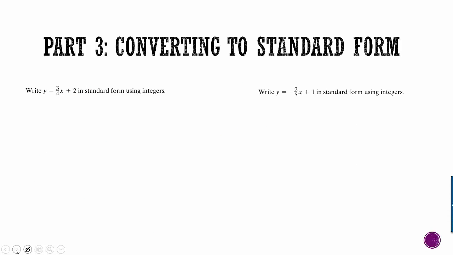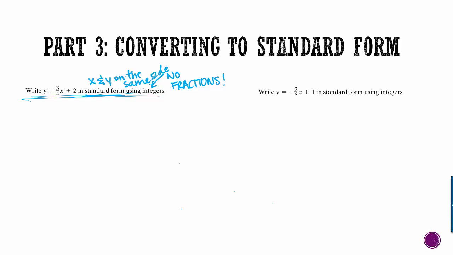So the other thing you're going to have to do is take something that looks like y equals mx plus b and turn it into standard form. And in order to do that, we need to remember something we learned back in Chapter 3 on clearing fractions. So this says write this in standard form using integers. That means no fractions. So the standard form part tells us that we need to get x and y on the same side of the equal sign. So we got two things to do. Get x and y on the same side and get rid of the fractions.